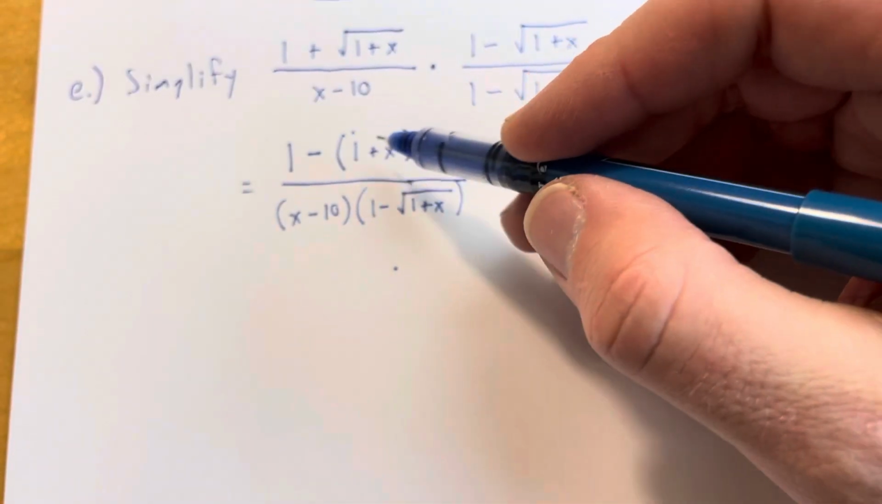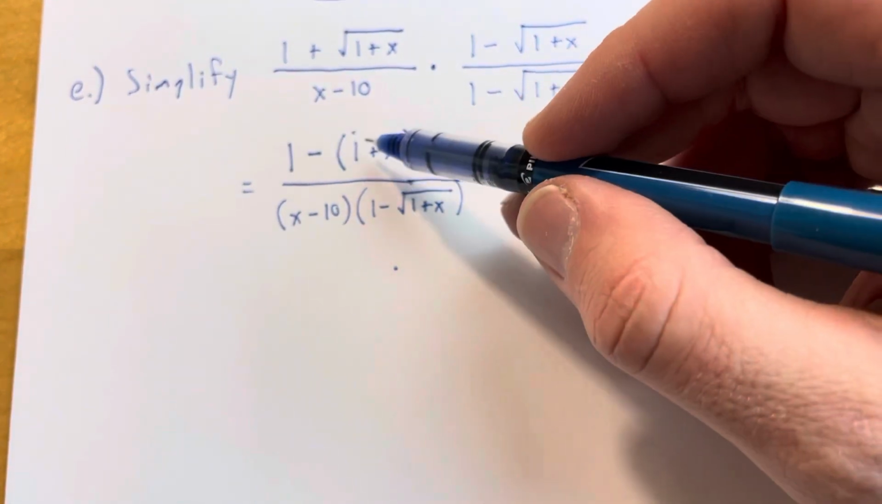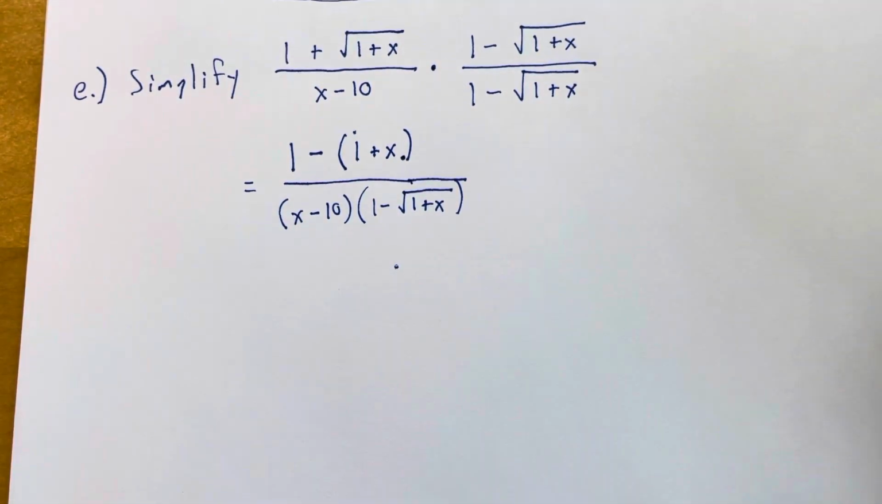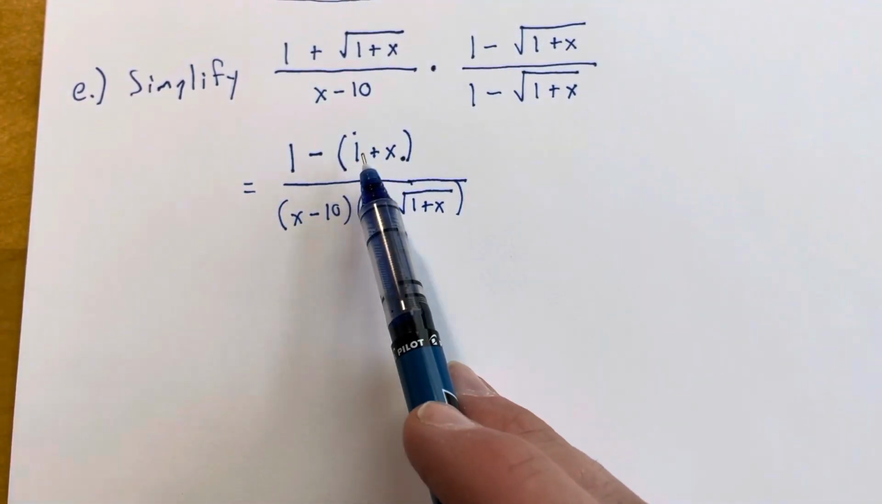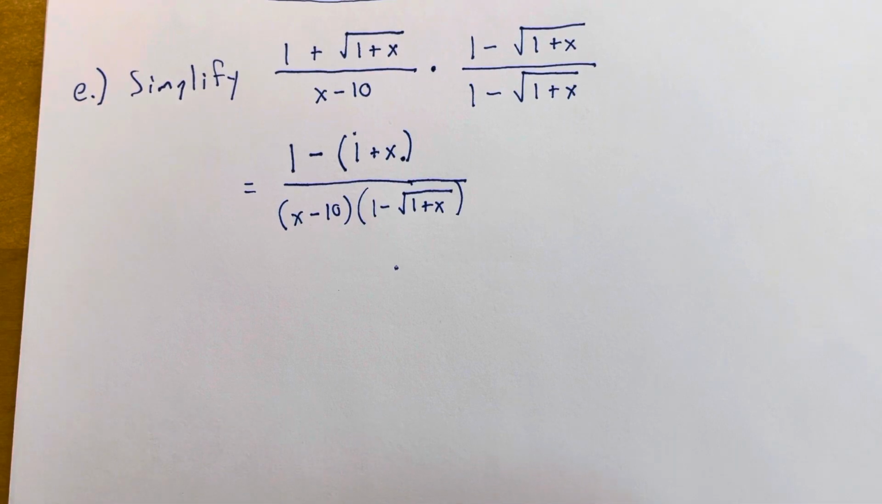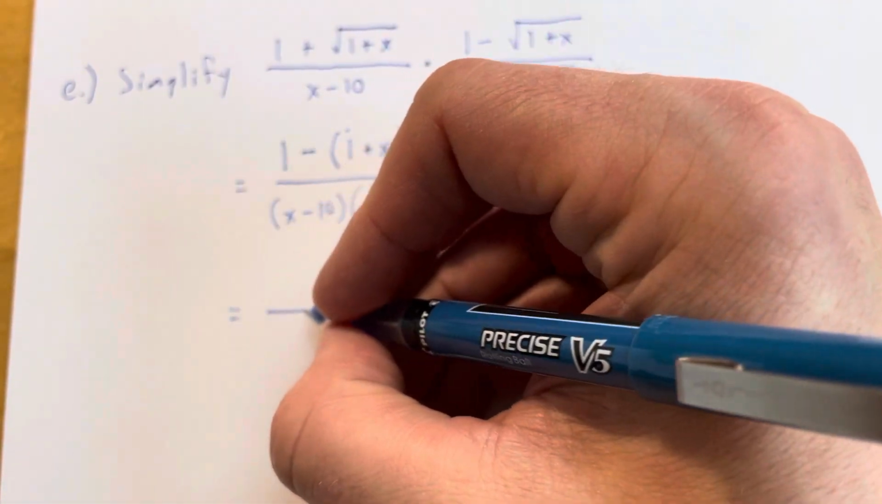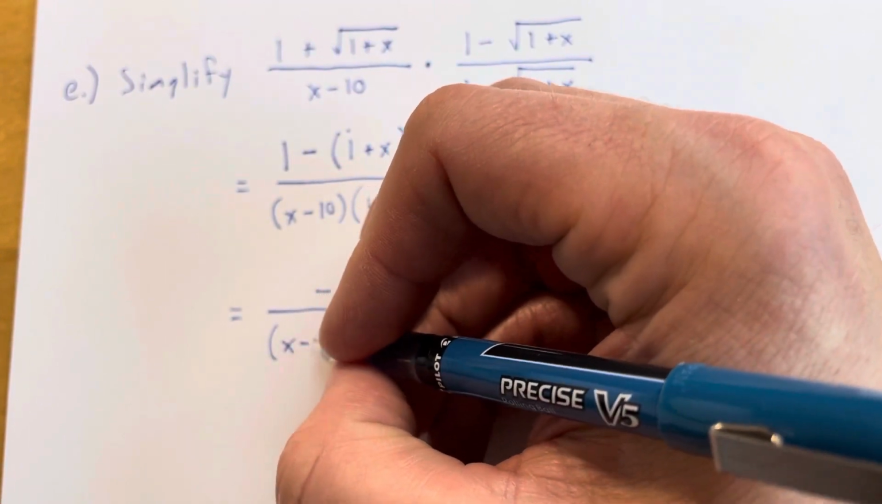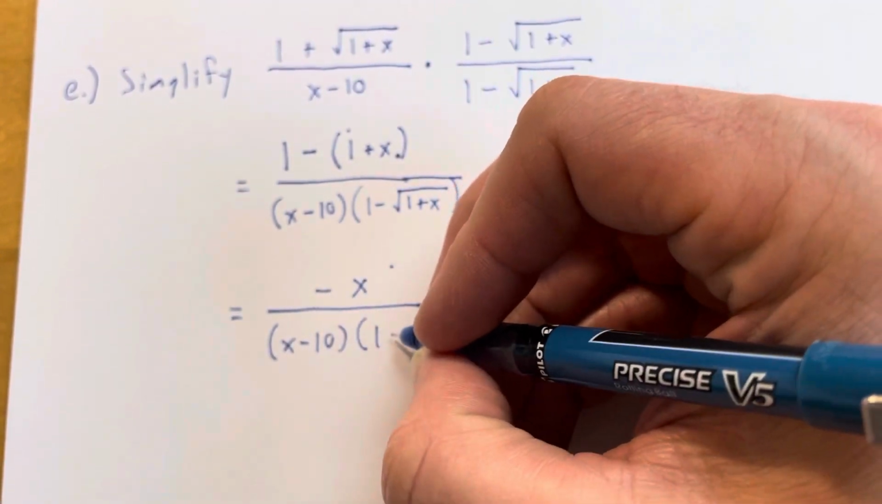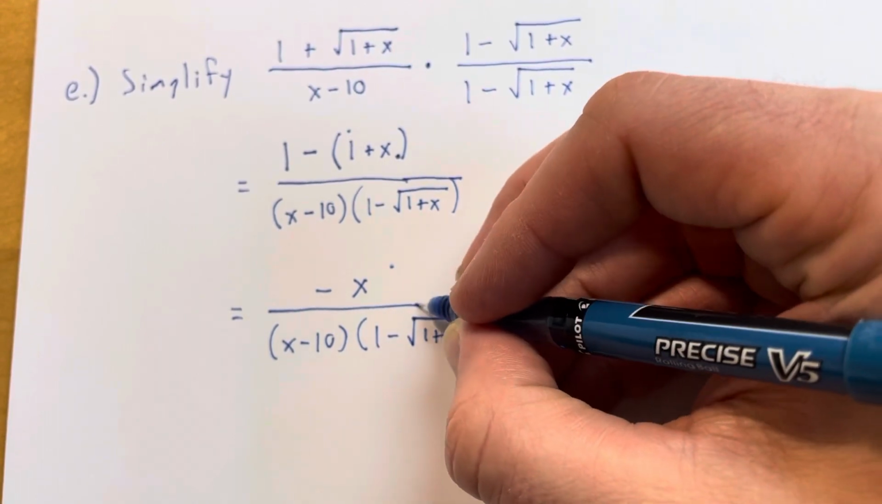I will, however, simplify this. If I were to distribute this minus sign into both of these terms here, I'm going to get a minus 1 and a minus x. But this 1 minus this 1 is 0, which means the only thing left after all of that is just negative x. My denominator stays the same, and we're going to call it good after that. Okay, that's going to be my final answer.